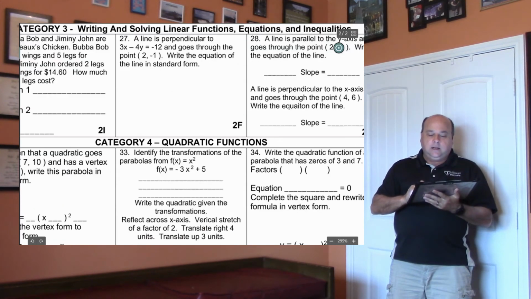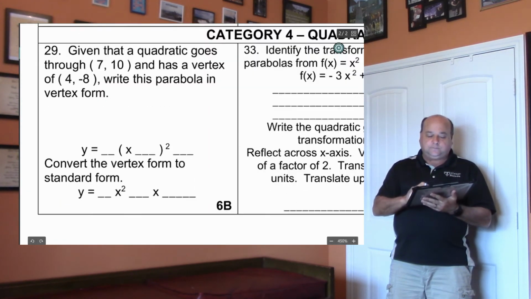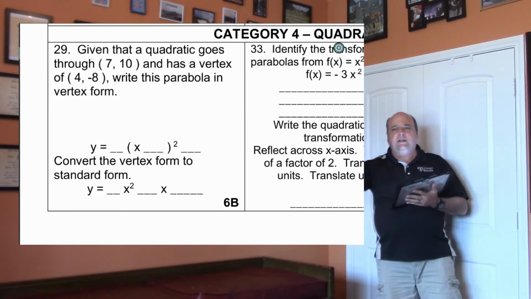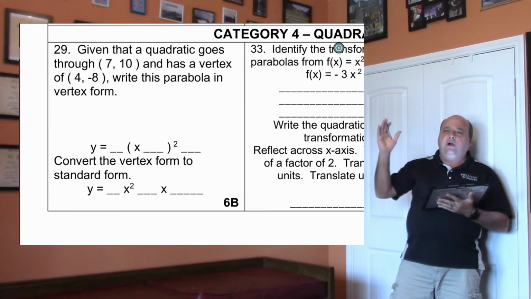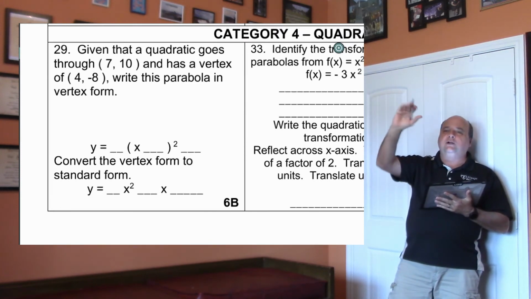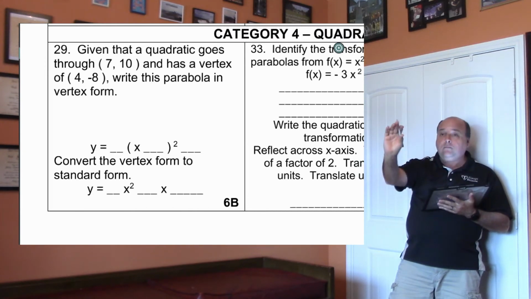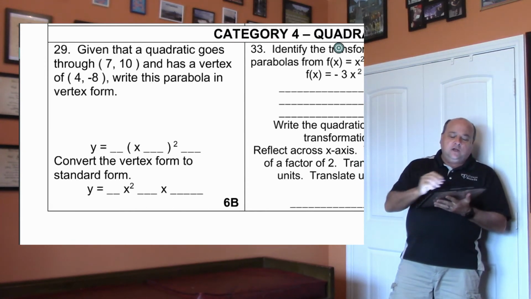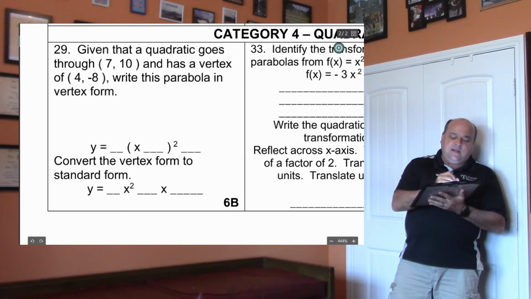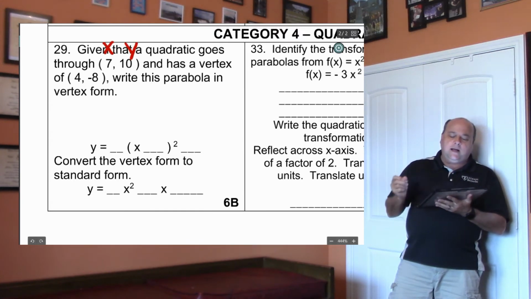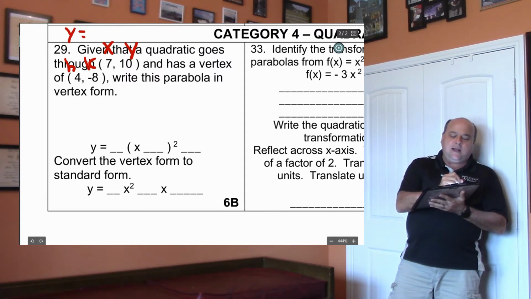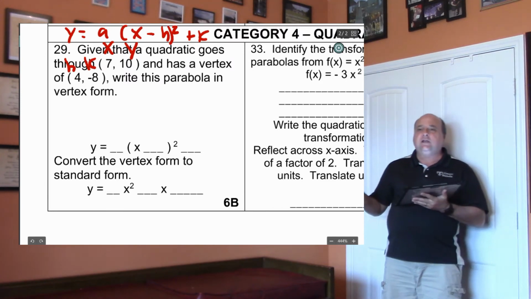And let's go down to the bottom 3. We're going to get into these this week, okay? Very important right here. We're going to be writing quadratic equations given properties of the graph. So on this one right here, the 7, 10 will be my x and y, and the vertex is my h and k. So I have y equals a parentheses x minus h squared plus k. That's the vertex form.